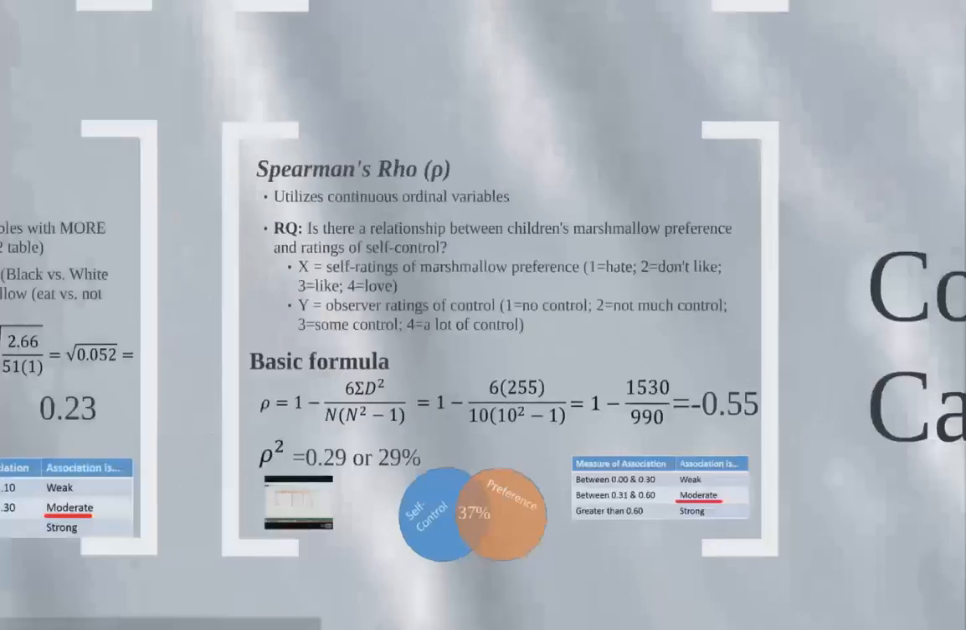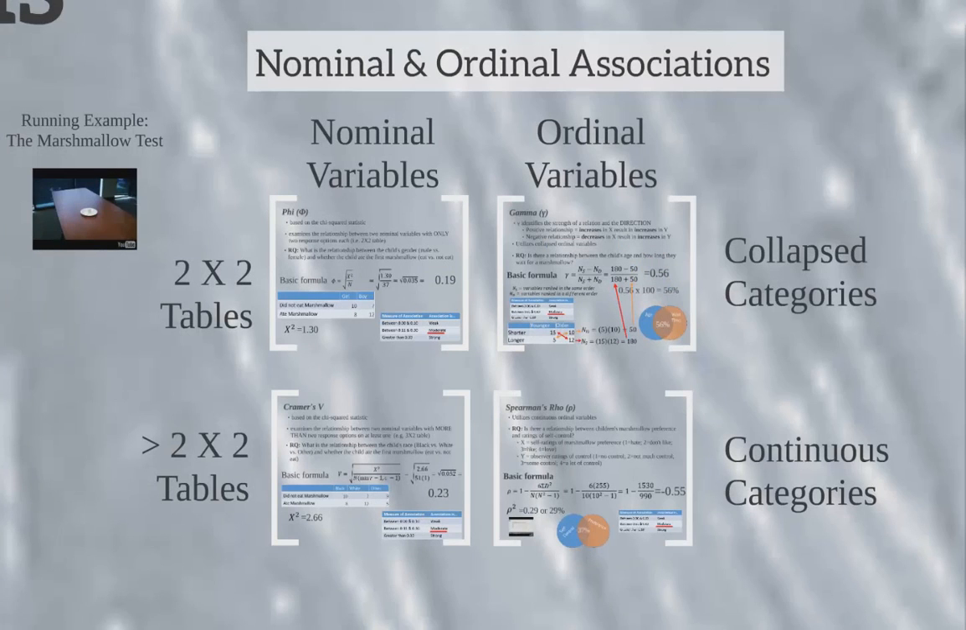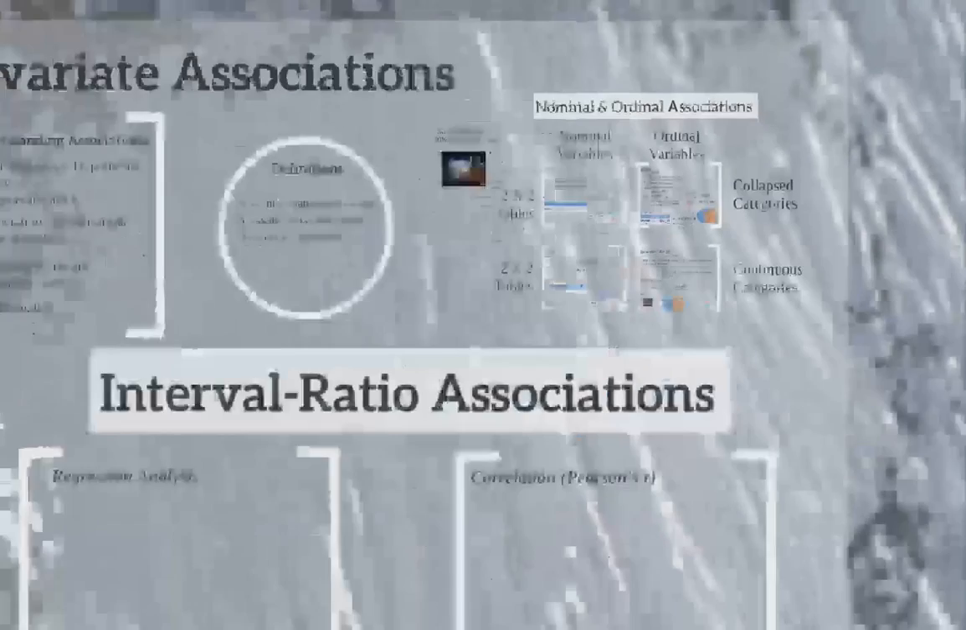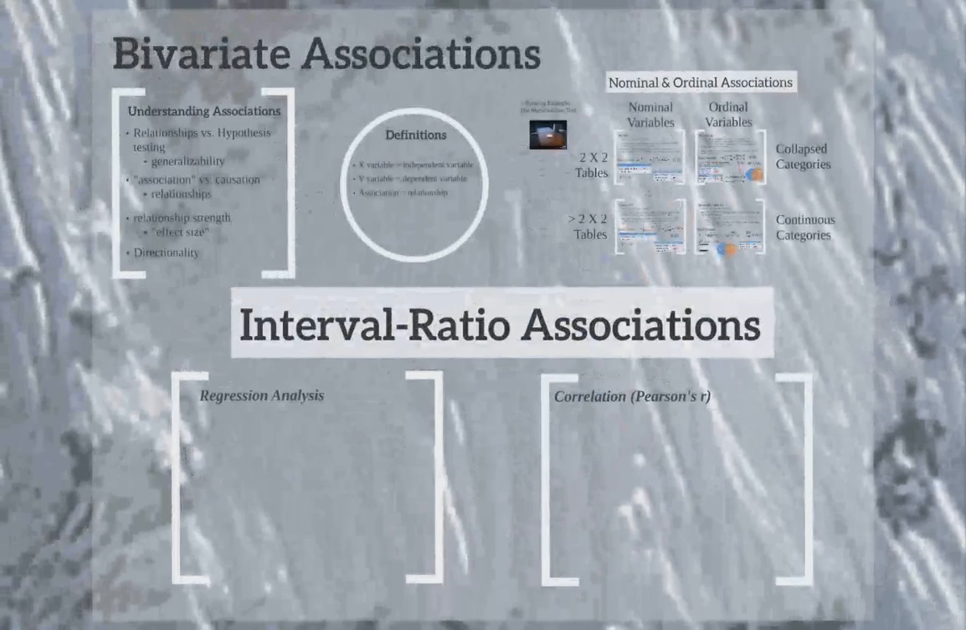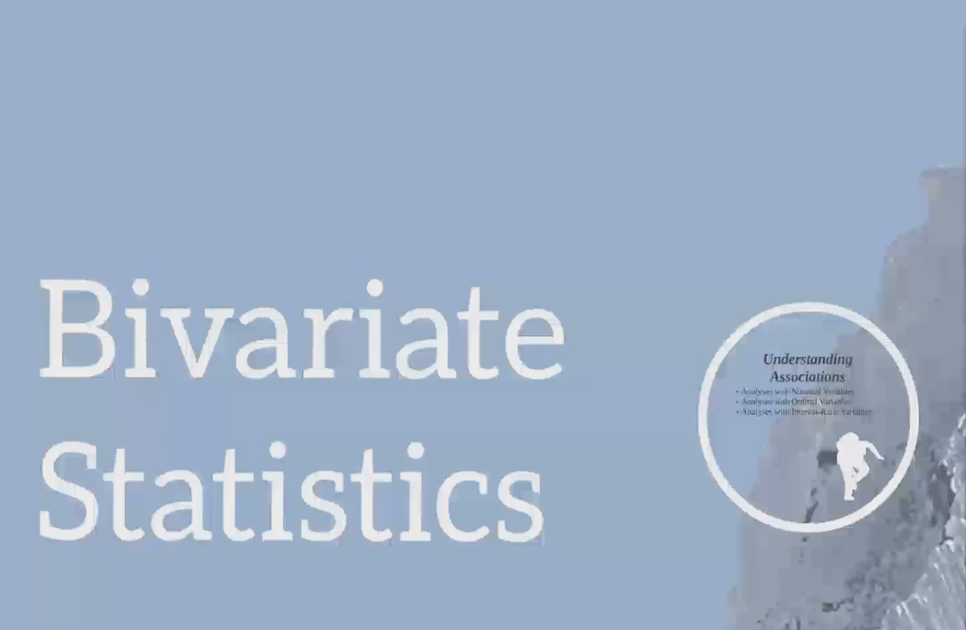And so this is concluding our nominal and ordinal associations. So we've gone through phi, Cramer's V, gamma, and Spearman's rho. And next time we will be talking about regression analysis and then correlation analysis. And we will continue down our road of bivariate statistics.